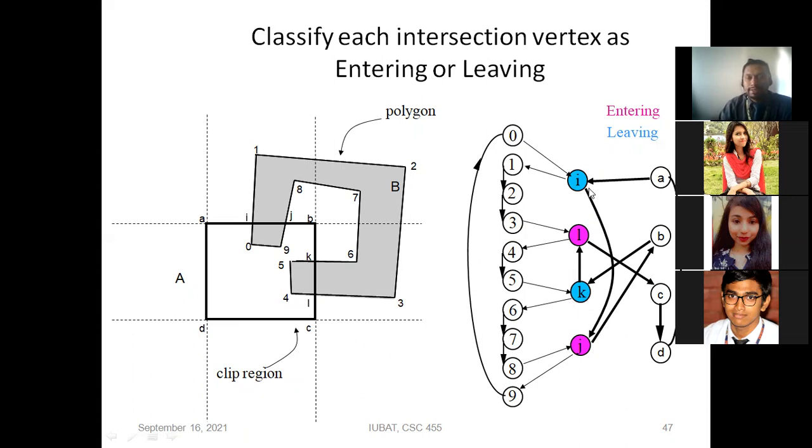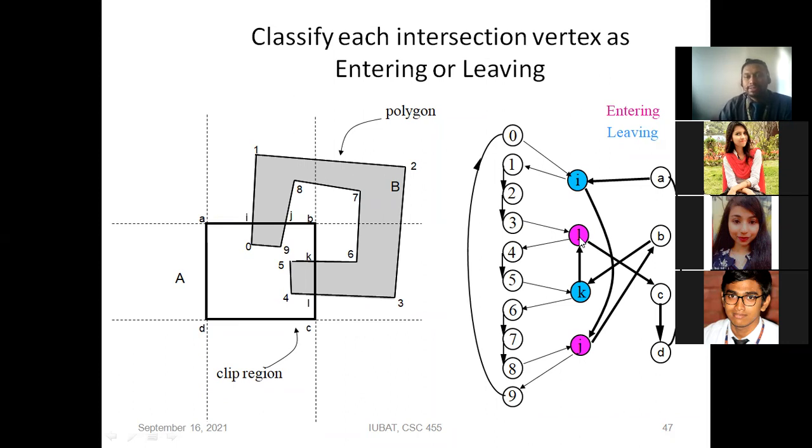Now the rule is if you reach any leaving vertex, then you have to take the way of your right hand side, which is the window, that clipping window region. If you encounter or reach any entering vertex, then you should go to your left side, that loop, that is the polygon. That is the rule. And your algorithm starts with an entering vertex. So I am starting with L as an entering vertex.